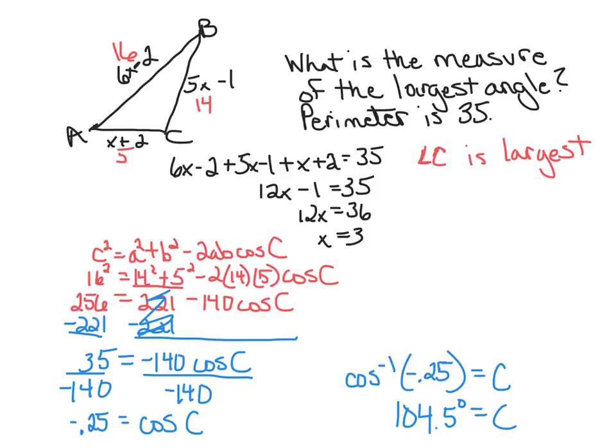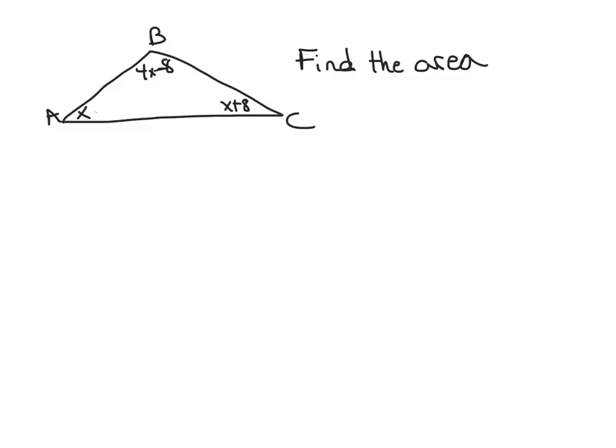The other example that I want to show you is this example, and it's find the area. Well, I know the area formula is 1/2 times side times side times sine theta, an angle. Okay, so I need 2 sides and I need an angle. Well, I don't have any sides and I don't have any angles.